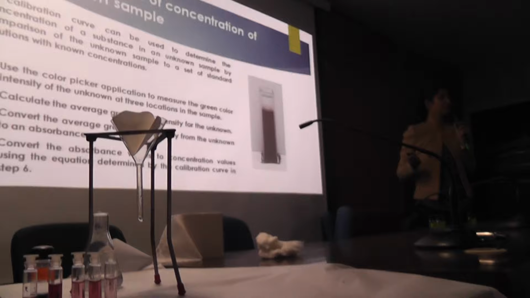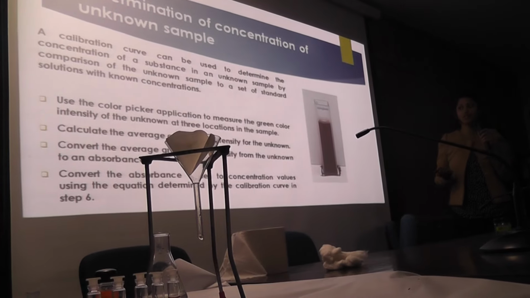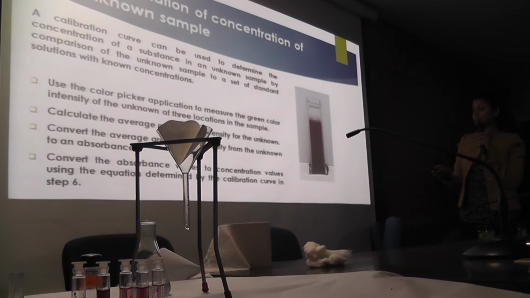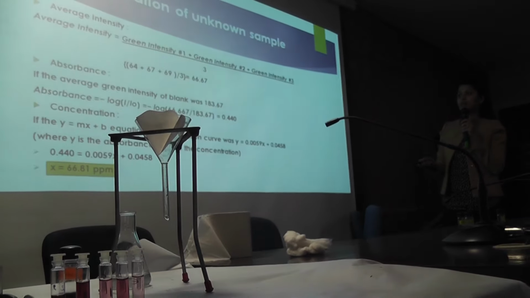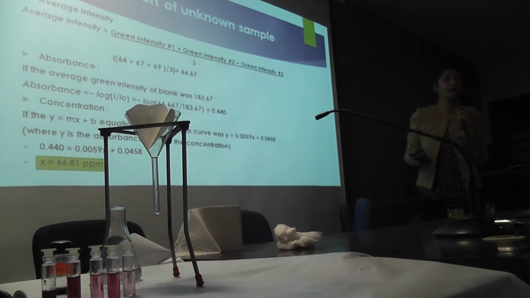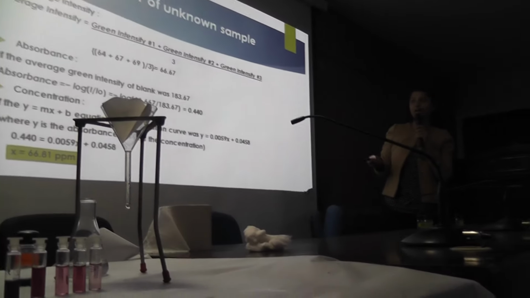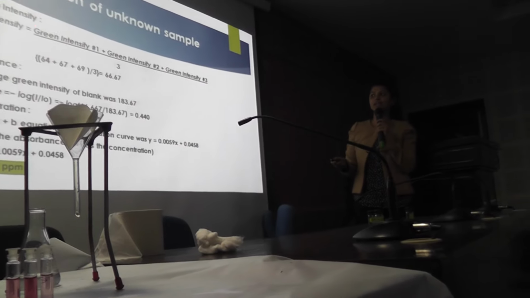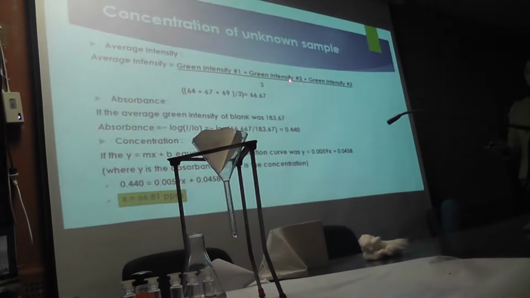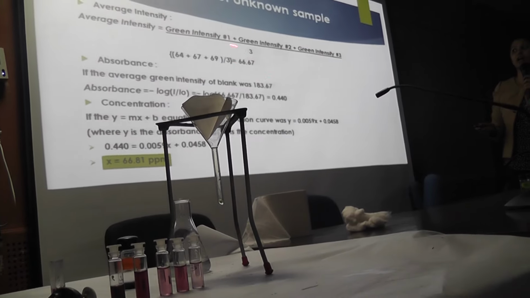Now this y value can be put into the line equation, and from that equation we can get the value of x, which is the concentration of the unknown sample. So this is basically the calculation part. You can just go through this. For average intensity, green intensity G1 plus G2 plus G3 divided by 3, you'll get this value.